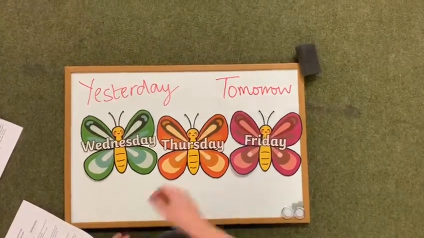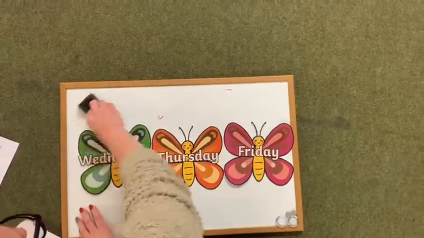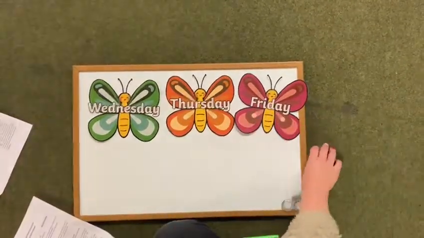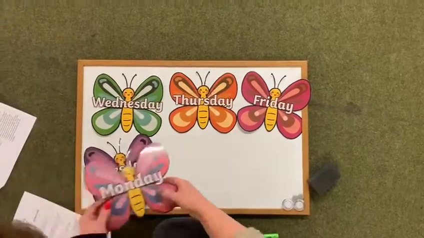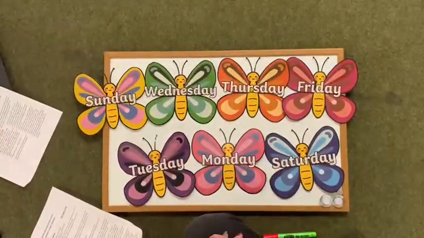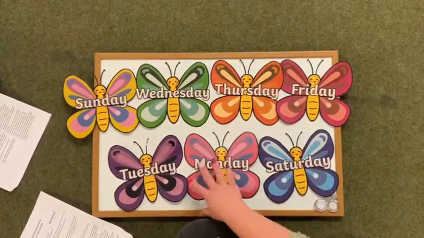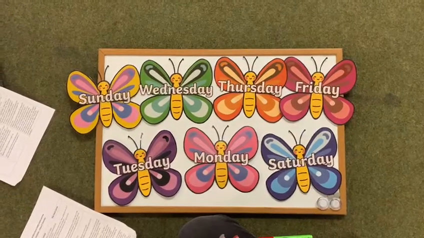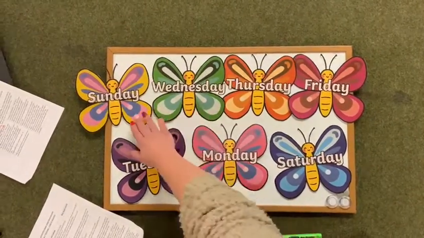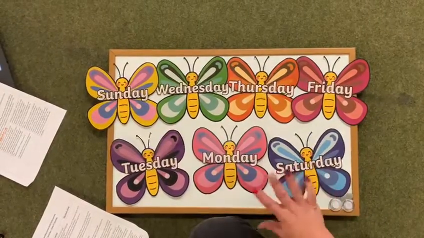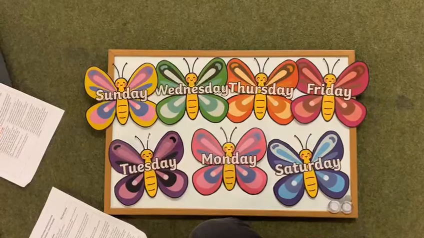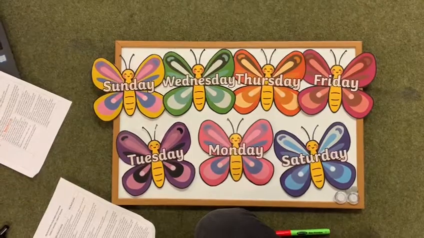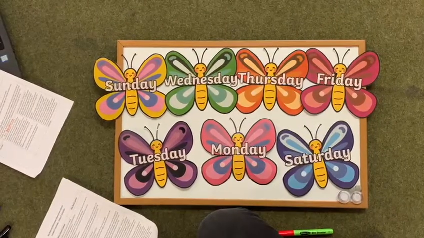Okay, so for your independent task, if you would like to, ask your grown-up to write the days of the week down in a different order, and I would like you to write them down in the right order. Here they are all jumbled up for you. Don't forget to ask your grown-up to take a picture of your finished work so that you can email it to me to get those house points, okay?